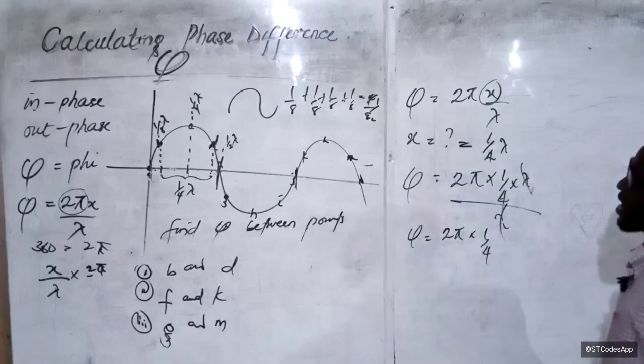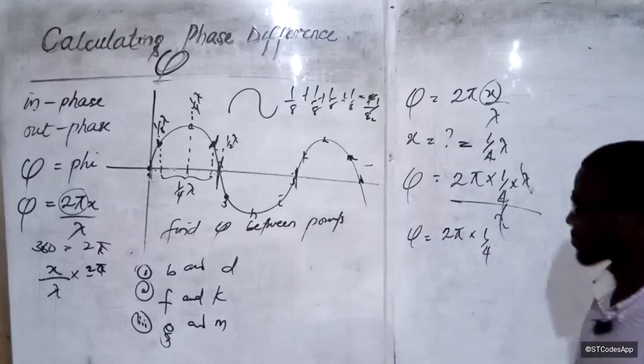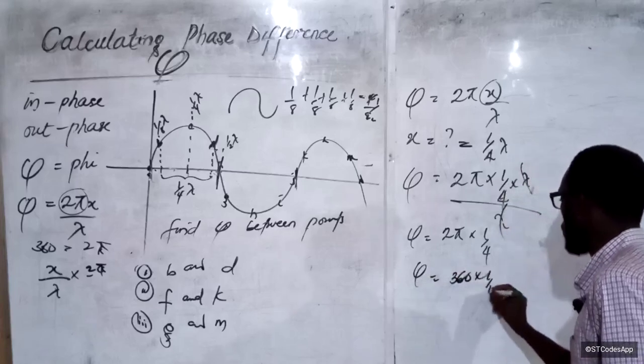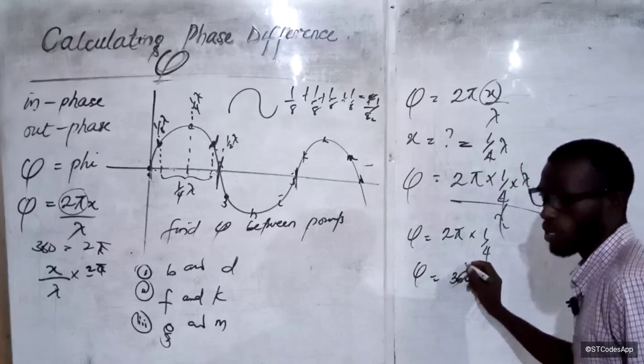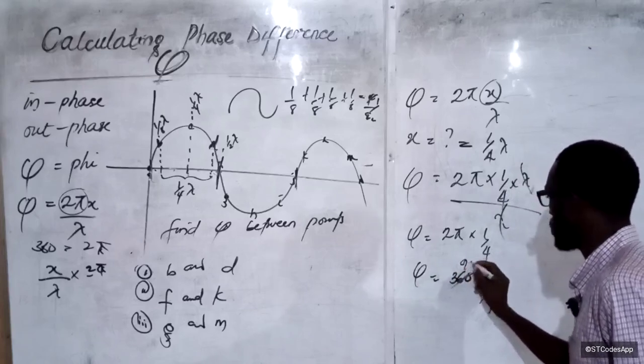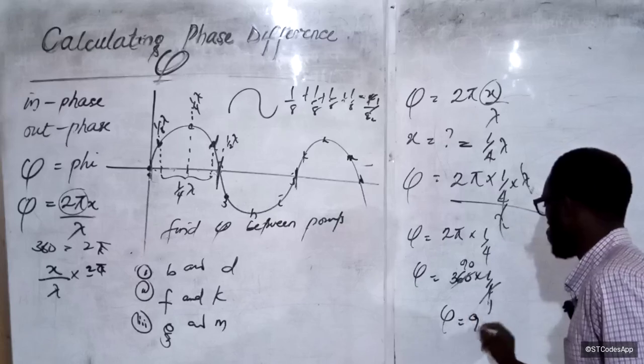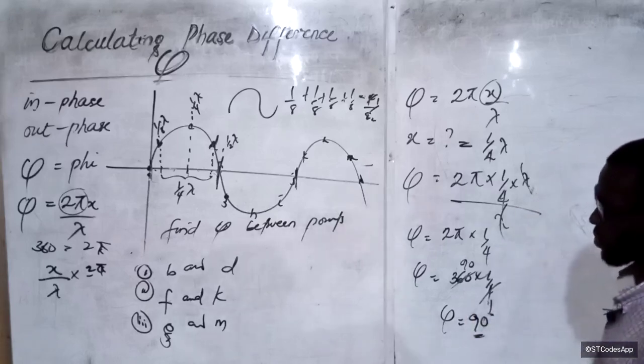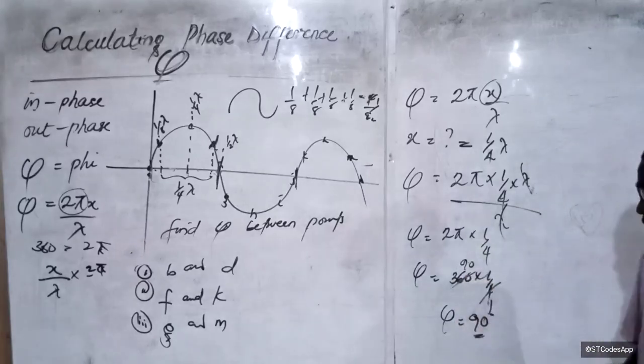So now if you are told to give your answer in degrees, you just say phi will be equal to 360 times 1 over 4. One quarter of 360 is 90. So phi will be equal to 90 degrees. Do you understand? So that is how to go about it.